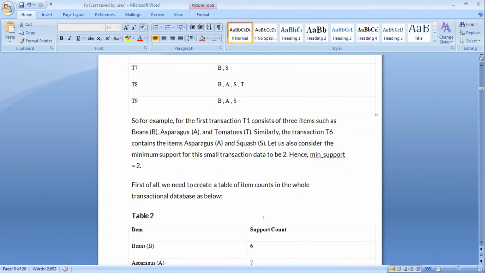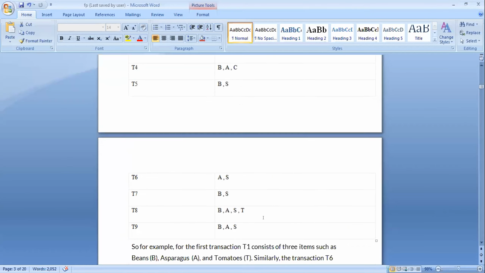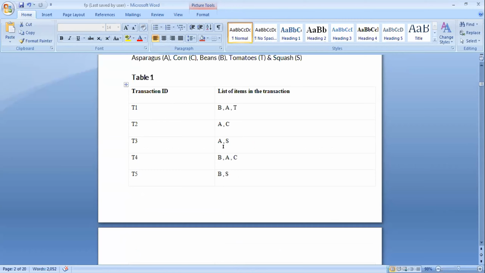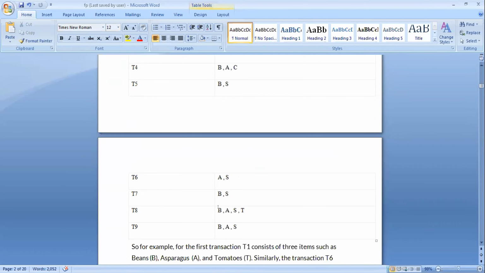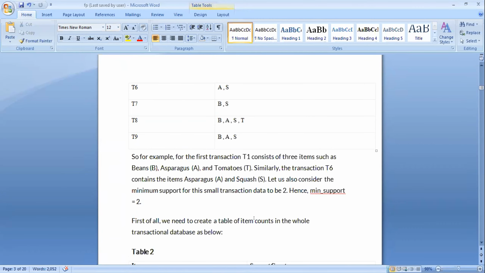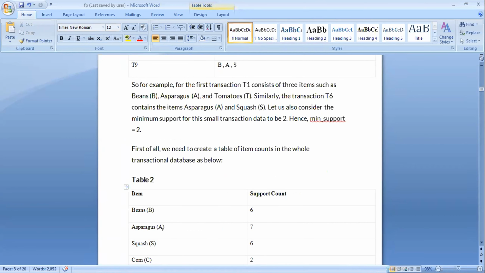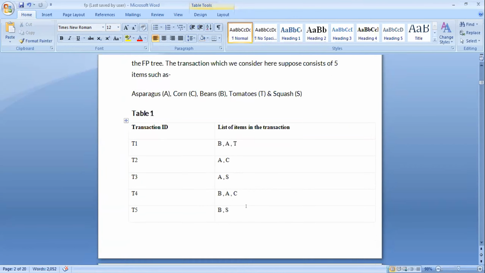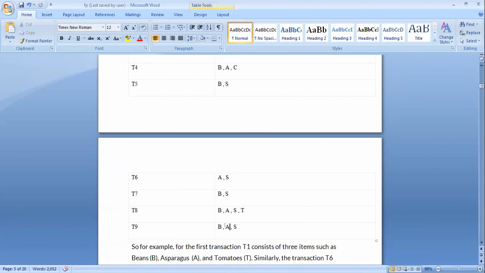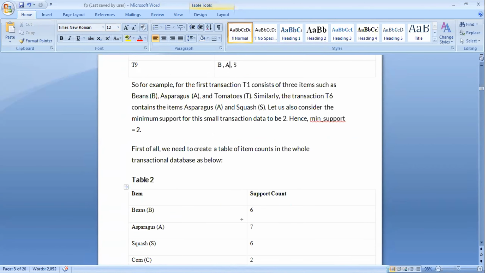First of all, we have to create the table. Out of 9 transactions, how many times was beans purchased? 1, 2, 3, 4, 5, and 6. So 6 people purchased beans. Asparagus was purchased 7 times: 1, 2, 3, 4, 5, 6, 7. This is the representation in the Apriori algorithm as well, where you find the frequent item sets like this. Similarly, squash is represented as 6.